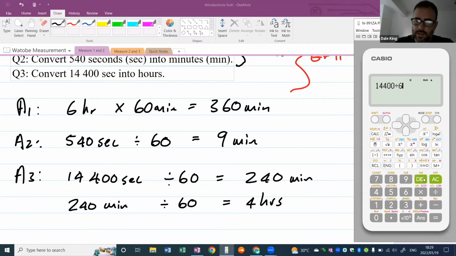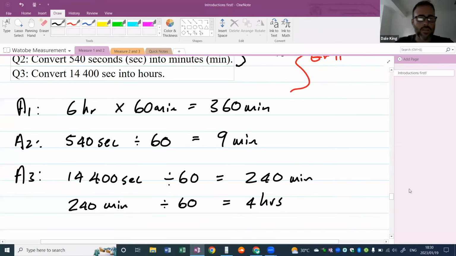14,400 divided by 60 gives us 240. All right, and then divide that again by 60. Gives us 4 hours. Well done, Sam. That's brilliant. All right, I want to ask, are there any other grade 11s there that did this in a different way?